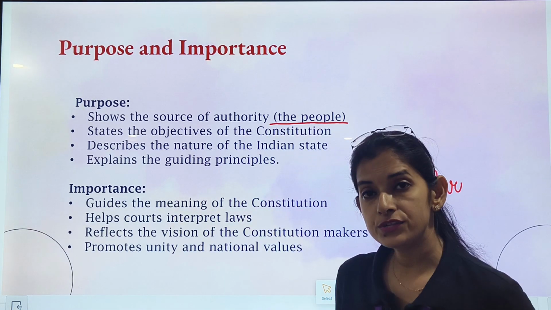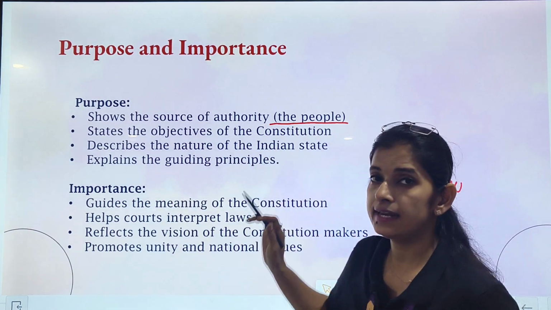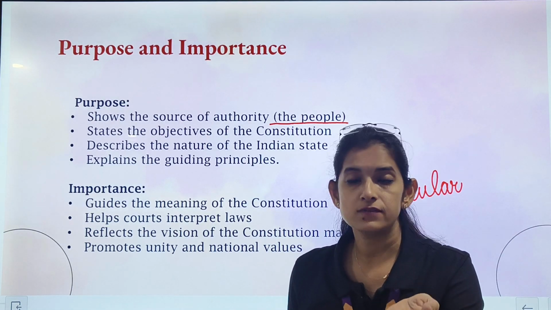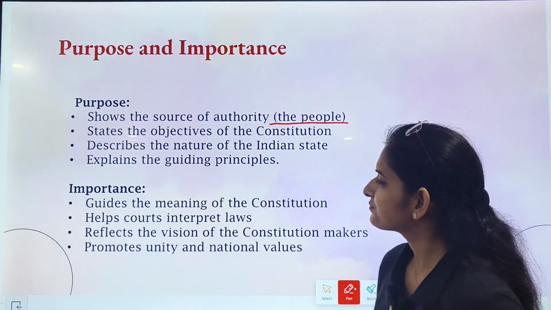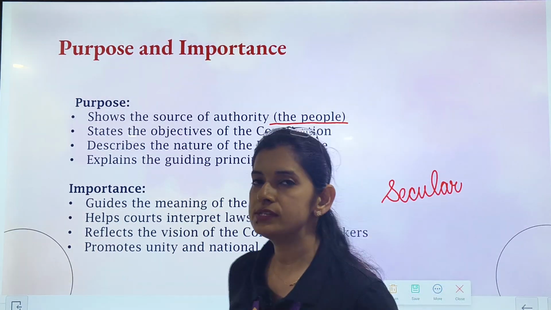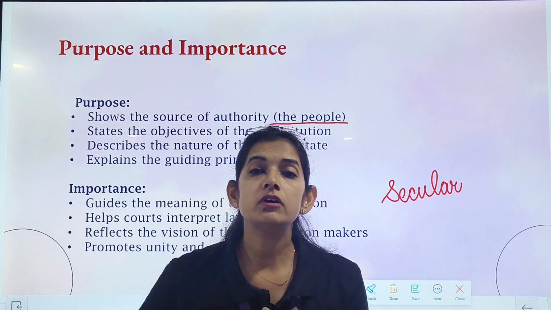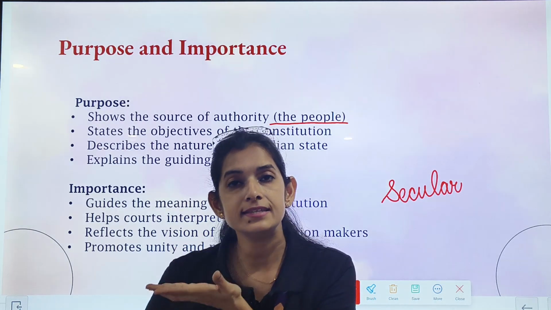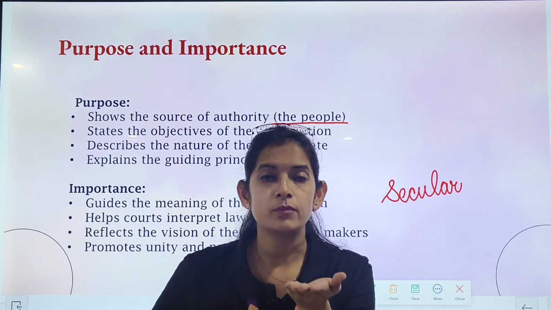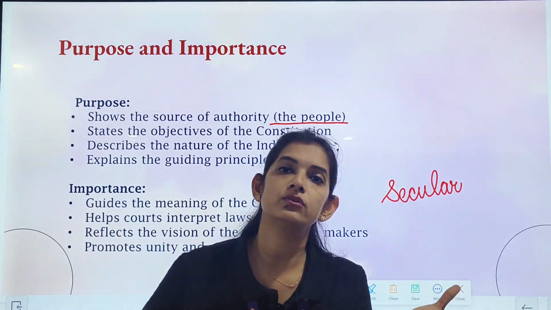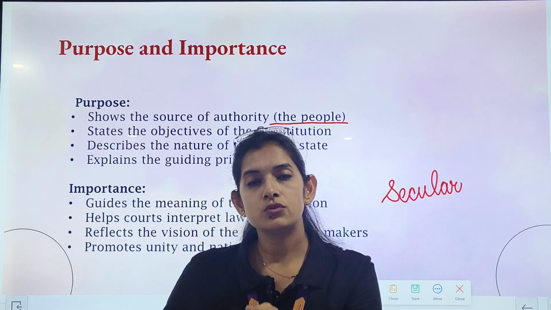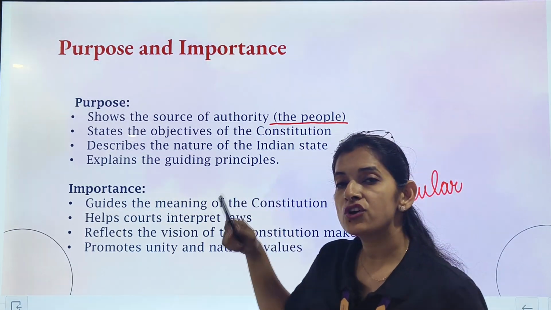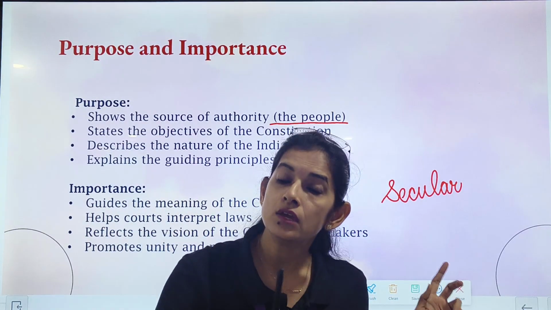So, according to our constitution, the Indian states are not supposed to promote any religion. That is also one of the objectives of our constitution. Clear? It explains the guiding principles. Now, how the government would function, what rules and regulations would be given to the legislature, what functions would be performed by the executive, and what powers would be given to the judiciary. These are all mentioned in our constitution. Clear? So these are the guiding principles according to which different institutions would work.